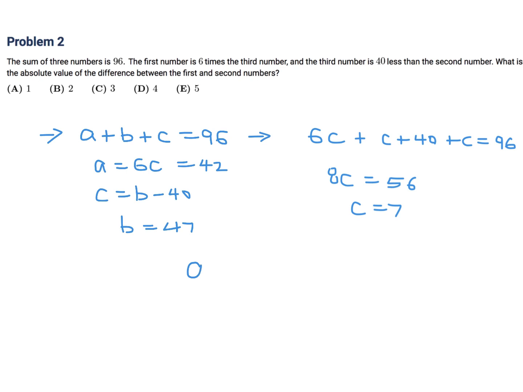And what they want is A minus B, but they want the absolute value, so that's going to be 42 minus 47, and that's going to be 5 when you take the absolute value. So the answer is E.